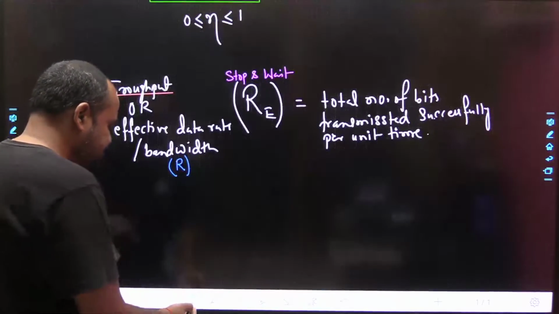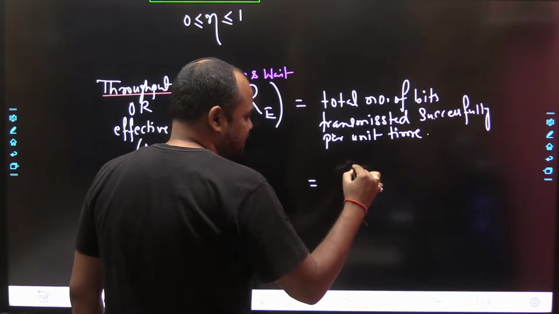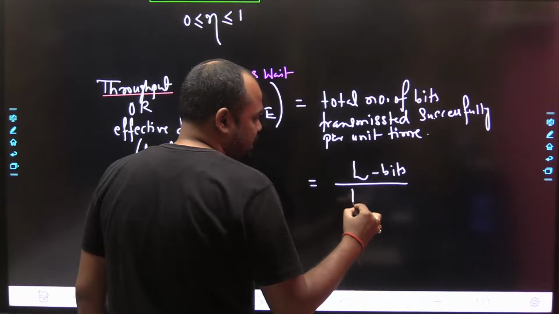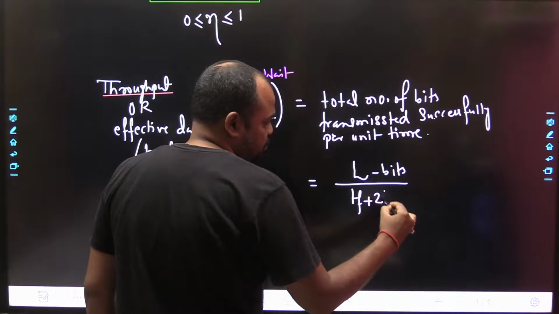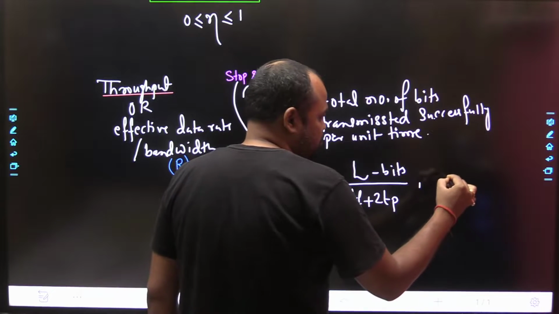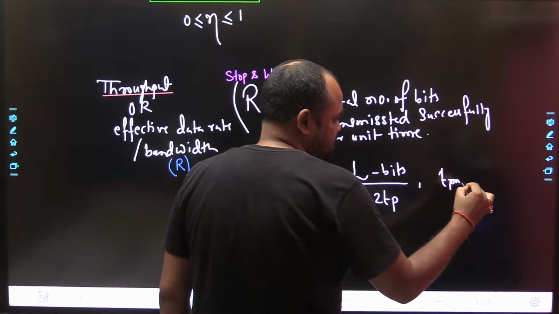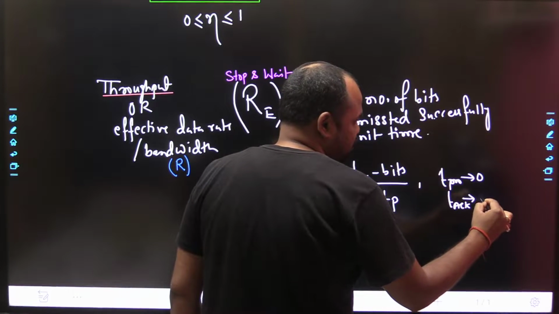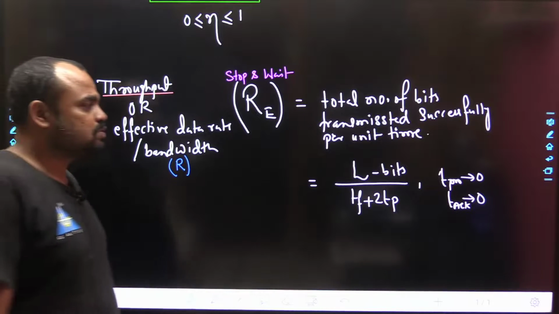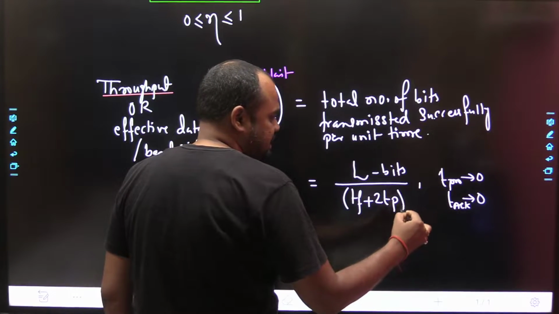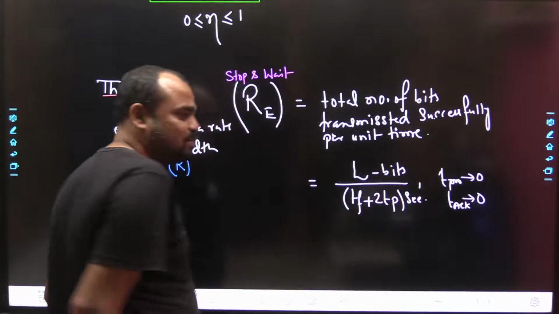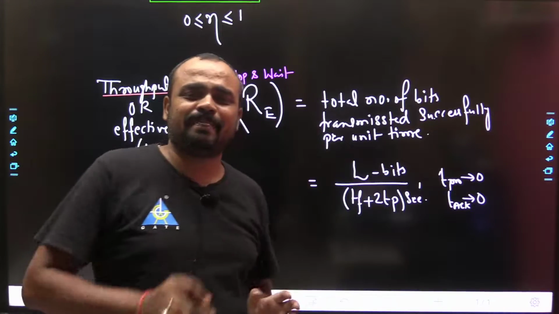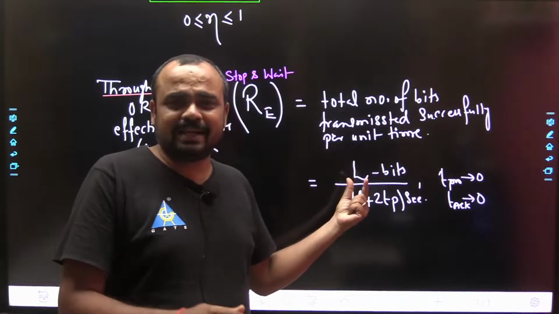So simply you can write it this way: L number of bits divided by the total time, meaning TF plus 2TP. So here we are assuming that T of processing is tending to 0 and T of ACK is also tending to 0. Okay, so this is in bits and this will be given in seconds. Yes or no? So L is what? L is the number of bits contained by a frame. L is the size of the frame, you can say.